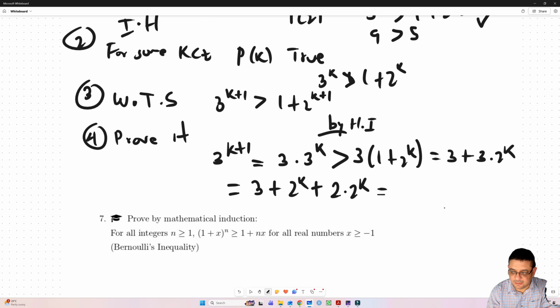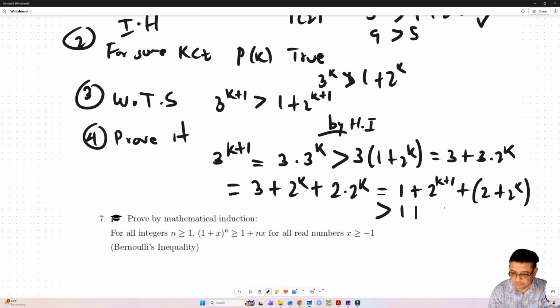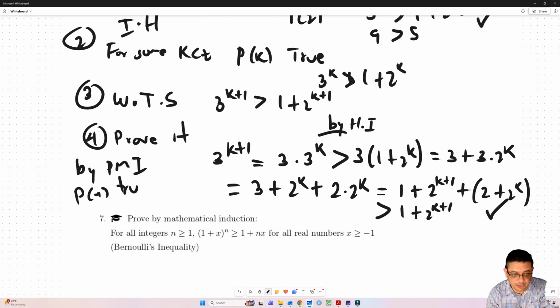this is something that we can separate as 1 plus 2 to the k plus 1. We get a 1 from here, and we get the 2 to the k plus 1 from here. And then we have plus something else, which is 2 to the k. So this is actually bigger, by definition, than 1 plus 2 to the k plus 1. So we're good. This proves my k plus 1 step. And so by the principle of mathematical induction, P of n is true for n bigger than or equal to 2.